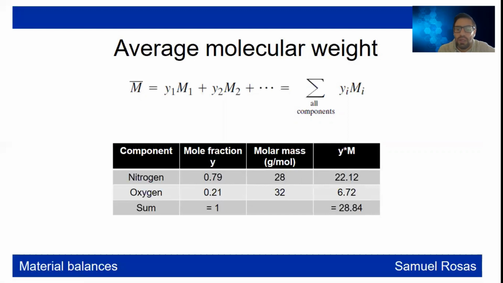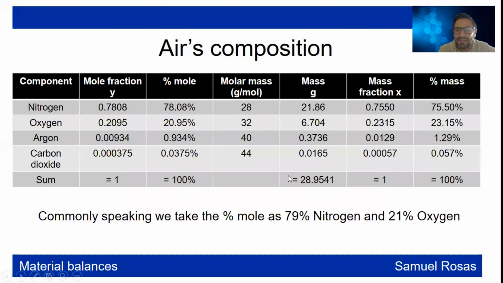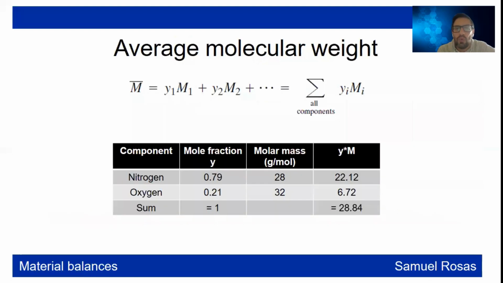28.84 atomic mass units or grams per mole, or so on and so forth. This is exactly the same that we have calculated here. And we can actually say that the molar mass or average molecular weight of this air mixture, we can say it's 29, okay?